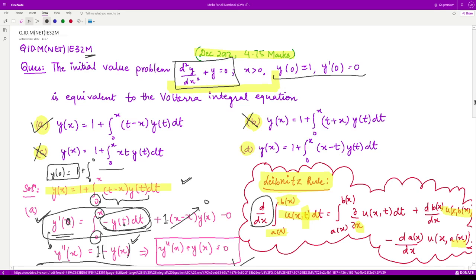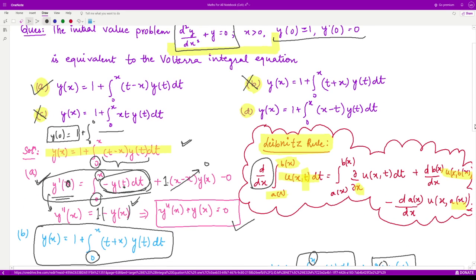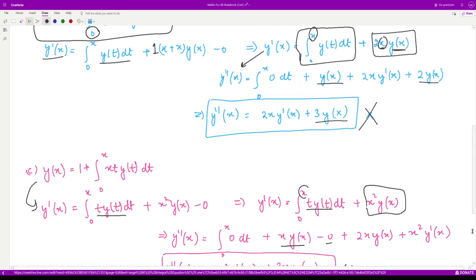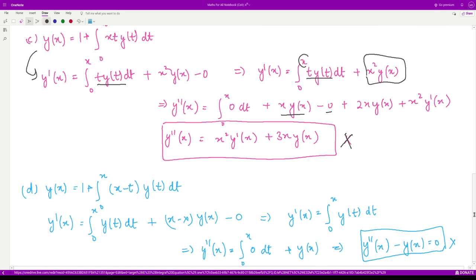So let us look at the last option, D part. It is given to be y of x is equal to 1 plus integration from 0 to x, x minus t, yt dt. So we can differentiate it once. Y dash x is equal to integration from 0 to x, yt dt plus x minus x y of x, which is equal to 0. And again taking the derivative, we'll have something like this, right? Now this is also not the correct option.